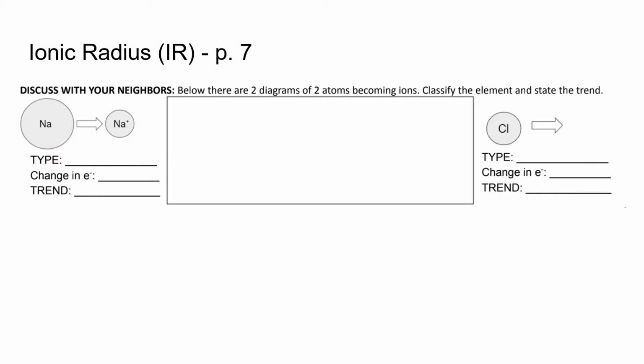Now pause the video, and in this section, you are going to observe the two different types of ions that sodium and chlorine are going to make. And why are they making those ions? And what trends do you observe in their sizes? So we are looking at the size of the ion and comparing that size with the size of the atom. So what do you think about the size of the sodium ion compared to the sodium atom?